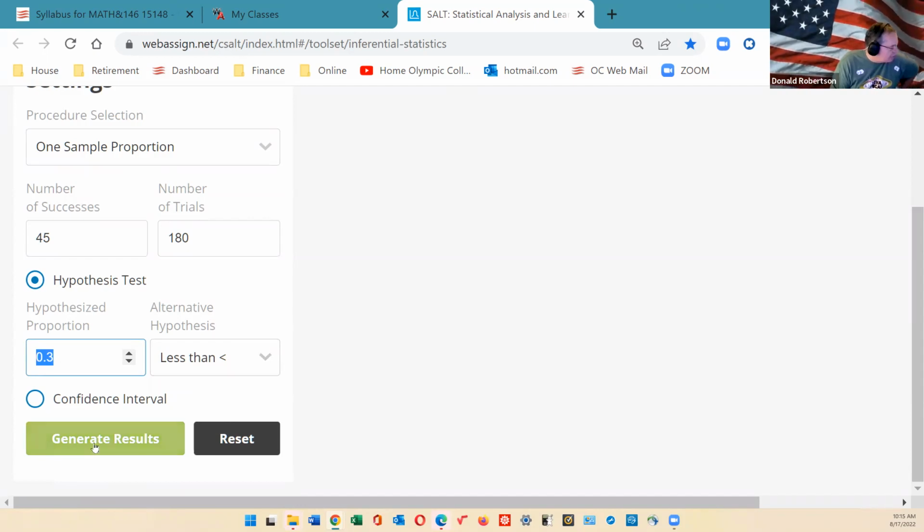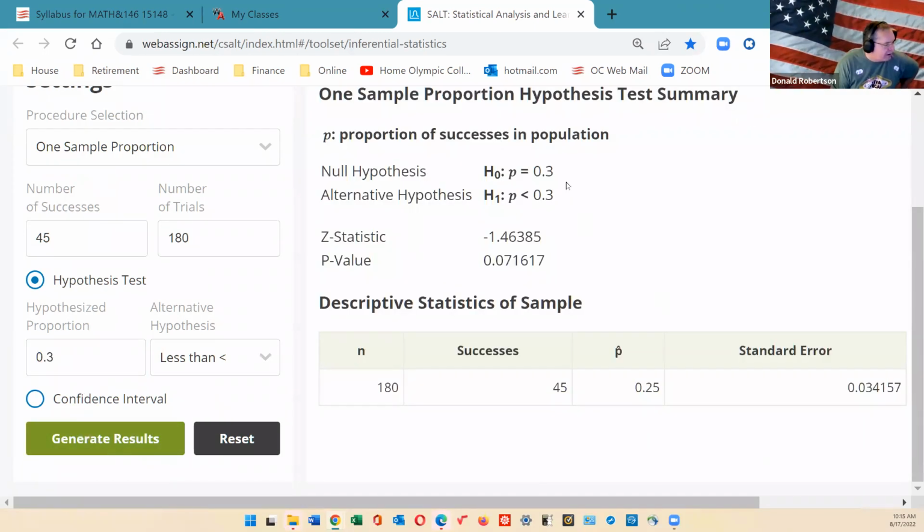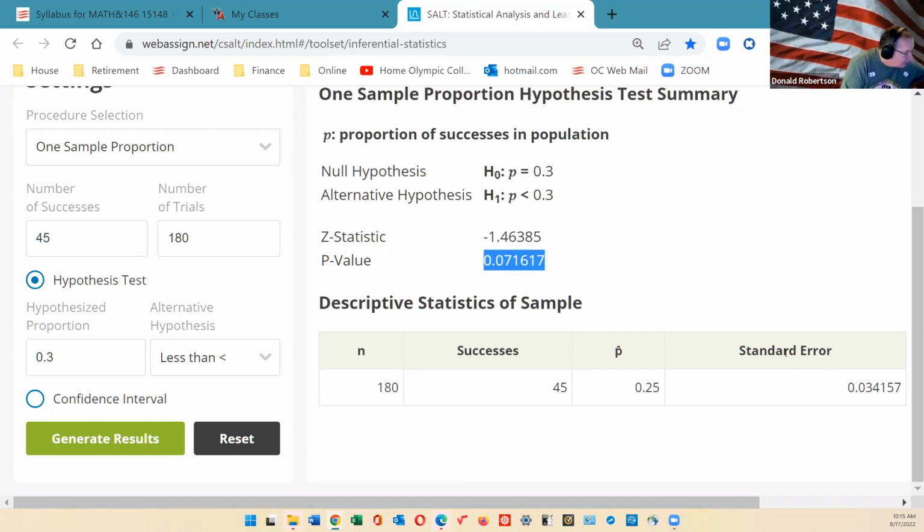Now I'll generate results, and there's our null and alternate. And if they ask you for the test statistic, isn't it that number, right? They call that the test statistic. The one we're really interested in here, isn't it that one there, the p-value? So in this case, the p-value is 0.07 and some other decimals. And now I'll return back to my notes.